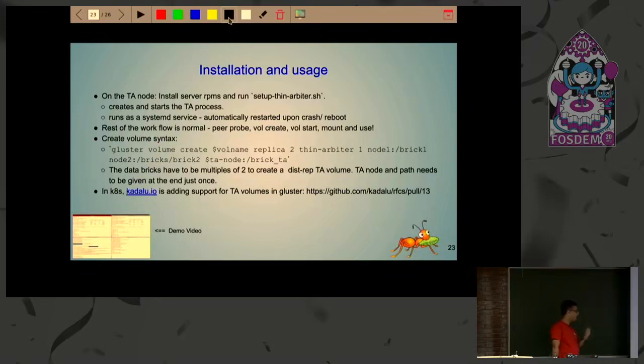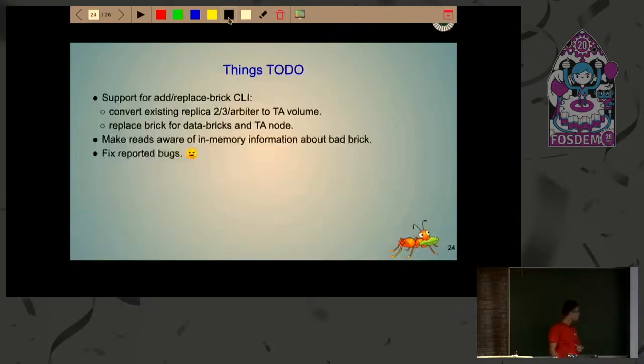If you are using it in a standalone mode, you can use this method. If you are using containers and a provisioner for containers, there is something called kadalu.io, which also recently provides support for Thin Arbiter. You can try that out.